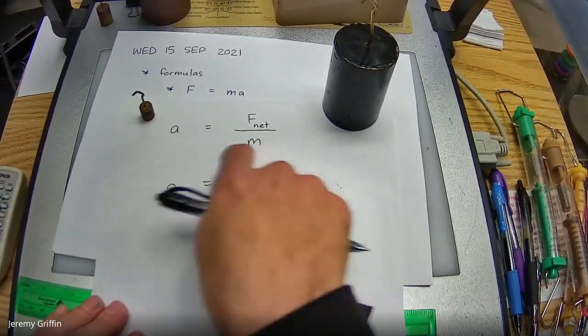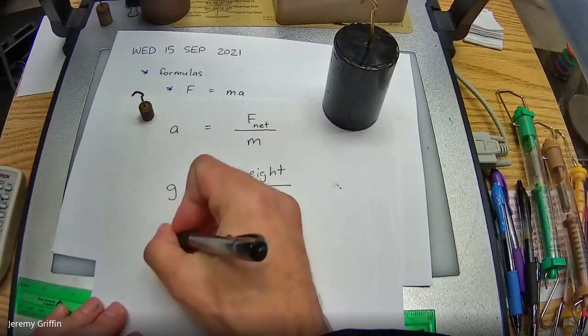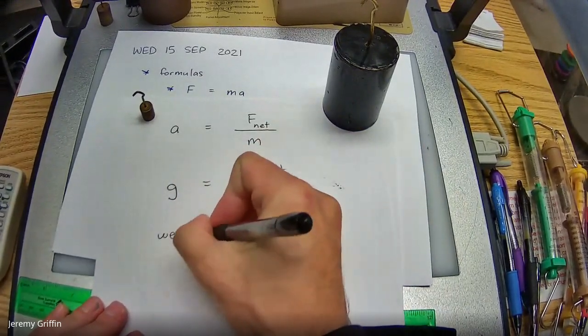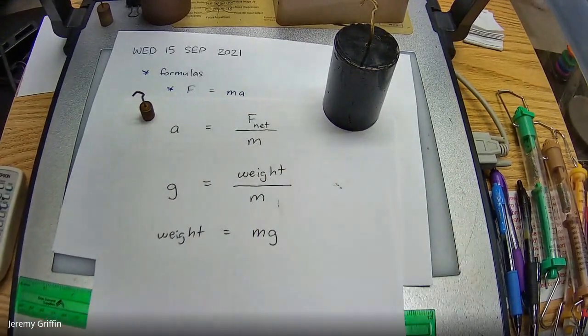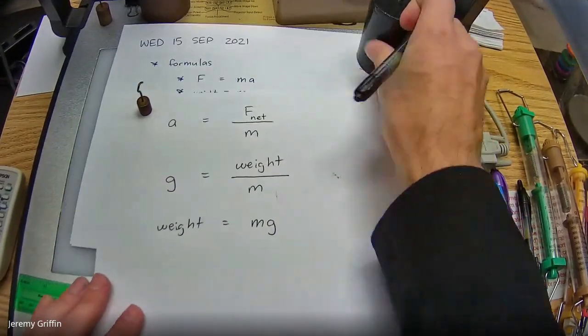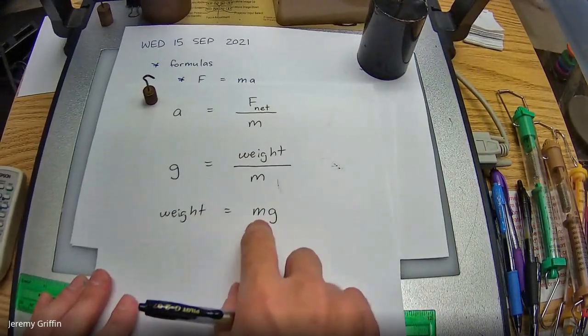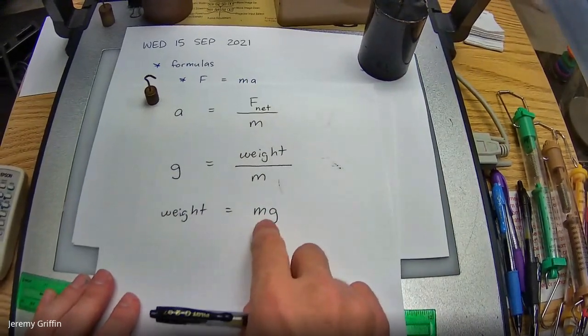Now, you can rearrange this. Watch what happens here. If I do weight is equal to, and I cross multiply with the m, wouldn't that be m times g? Yes. Okay. In this class, I'm going to label a bunch of vectors mg. Every time I do that, I'm referring to the weight.